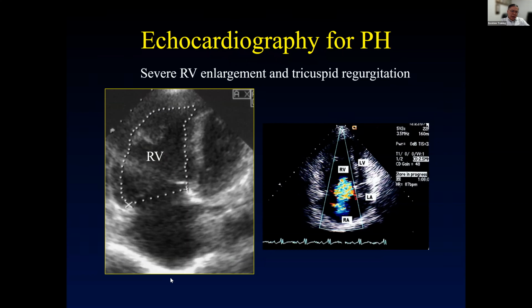And when you put a Doppler echo along the tricuspid valve leaflet, you would see a tremendous turbulence of tricuspid regurgitation, as shown here on the right. So this is a classic picture of someone with severe pulmonary hypertension and tricuspid regurgitation.